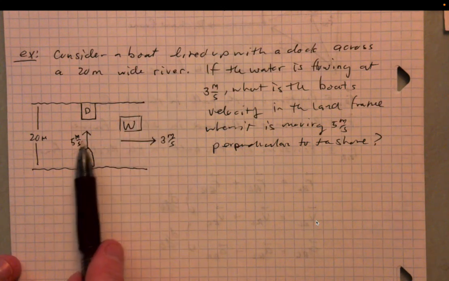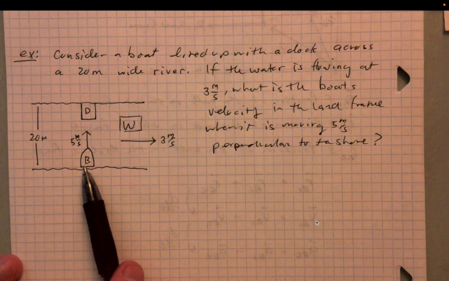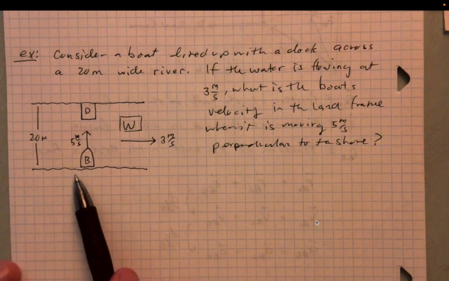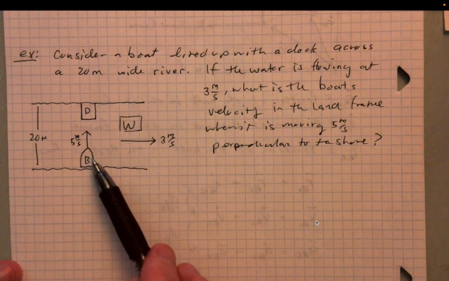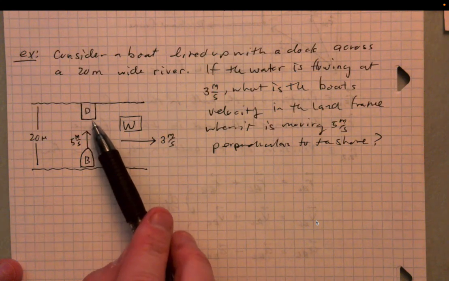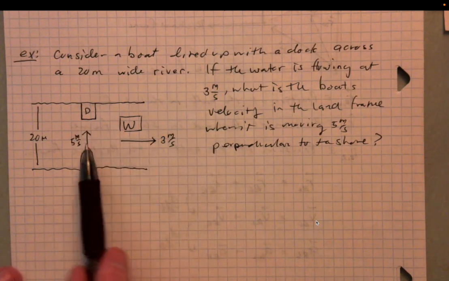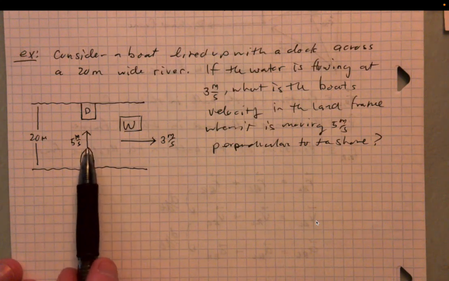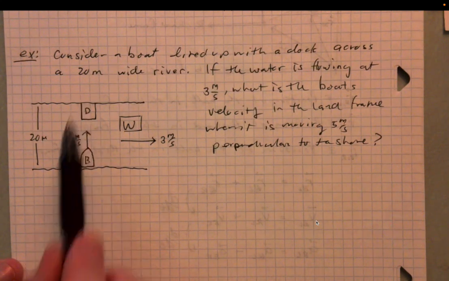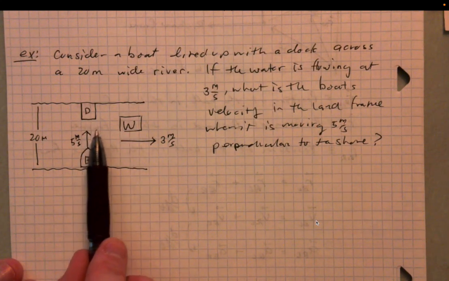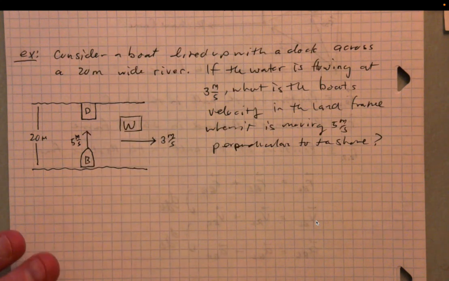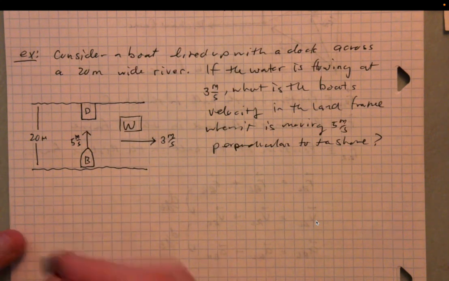Right, so the boat's velocity is actually 5 meters per second relative to the water, right? So it's cutting through the water at 5 meters per second. But it's also being dragged at 3 meters per second downstream, right? So hopefully that's clear. The boat is not just going to go straight across the river because the water's dragging it downstream. So it's going to go more like this. Okay. So what are the frames here?